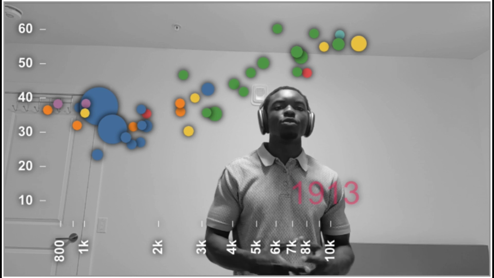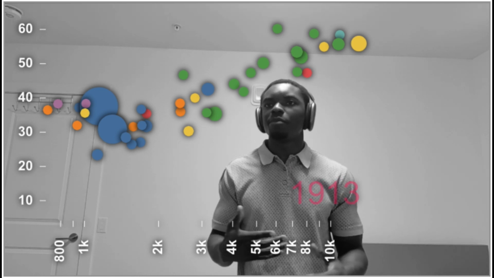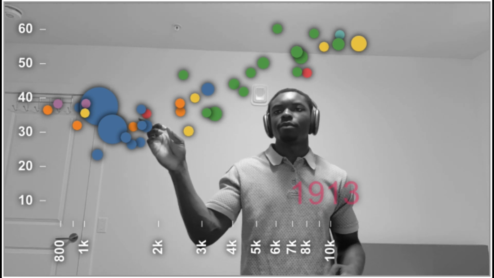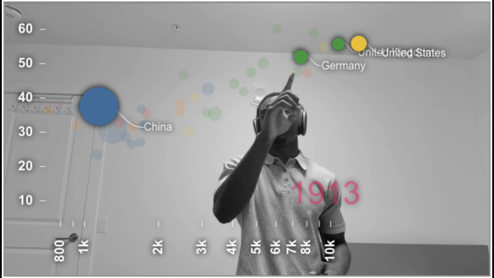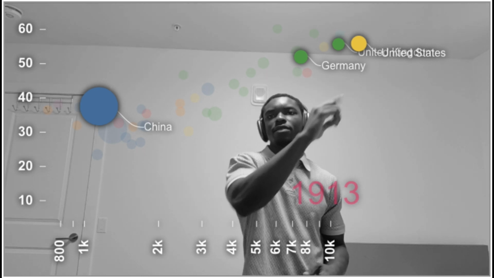Now, let's introduce the stars of our show, the countries of the world that were major key players in the First World War. We'll start with China. We have Germany, we have the United Kingdom, and then the United States.